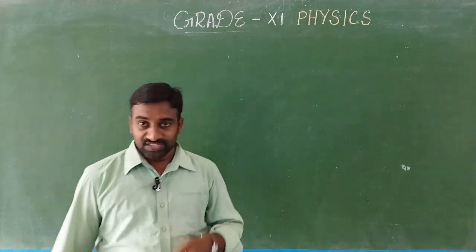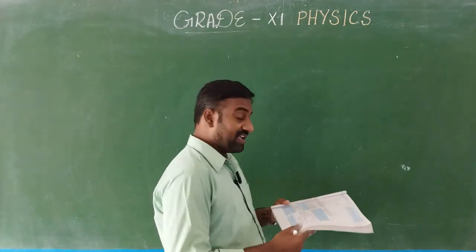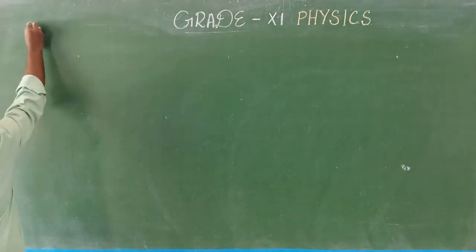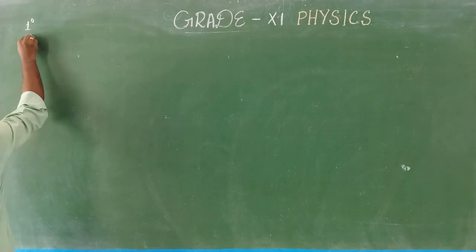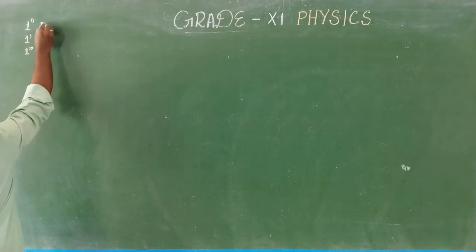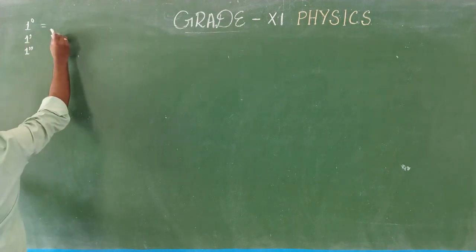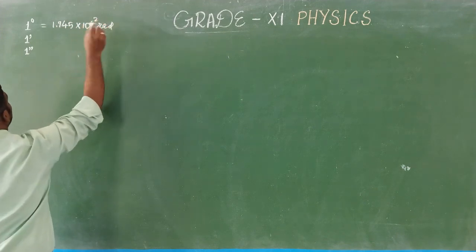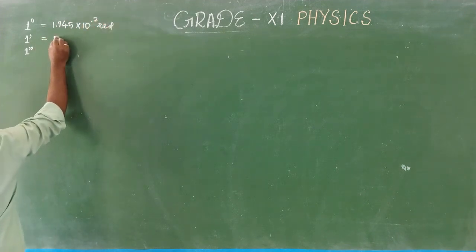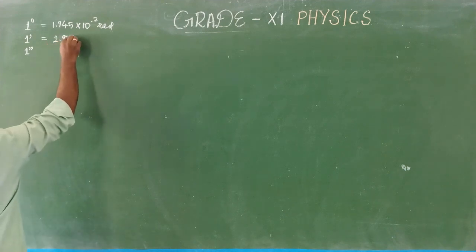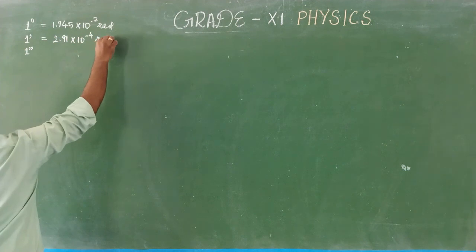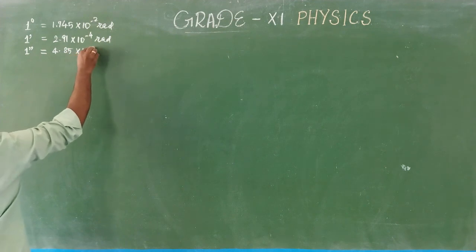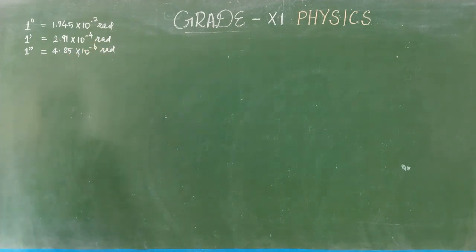First two questions from our book. I read the questions once, and from the first two questions we found the value of 1 degree, 1 arc minute, 1 arc second. The value of 1 degree is 1.745 into 10 to the power minus 2 radian. Similarly, the value of 1 arc minute is 2.91 into 10 to the power minus 4 radian. Then 1 arc second value is 4.85 into 10 to the power minus 6 radian. We'll keep this value separately.